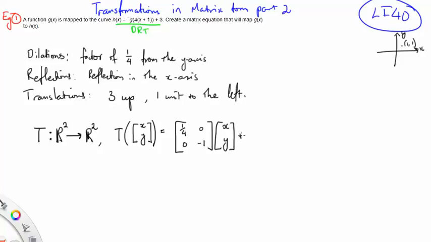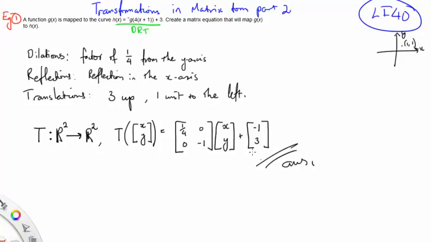Now translations. Okay, so this is going to be a column vector. So we have 3 units up and 1 unit to the left. So I've got to be careful here. To the left, that's going to be in the x direction to the left, and that's going to be negative. So it's going to be -1. And 3 up, well, that's the y there.